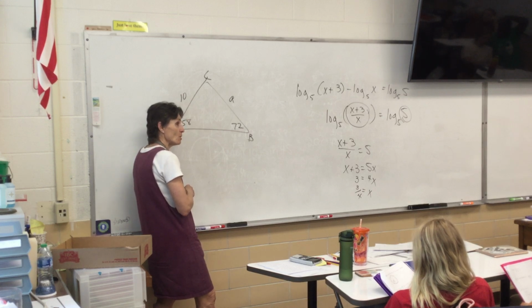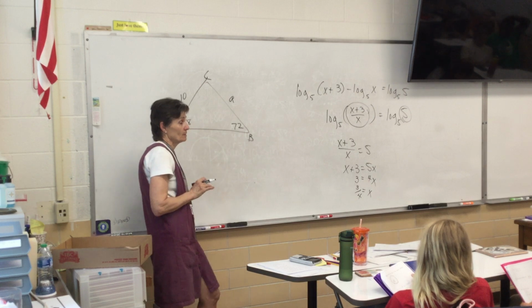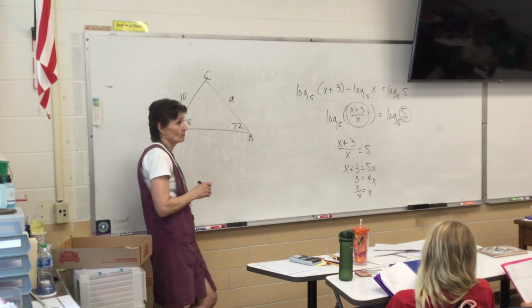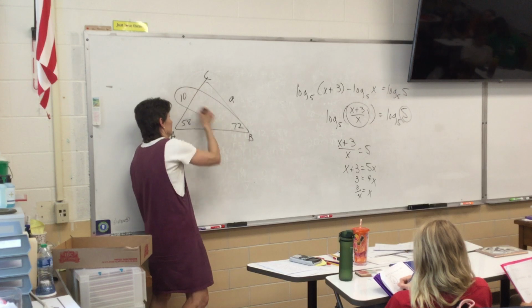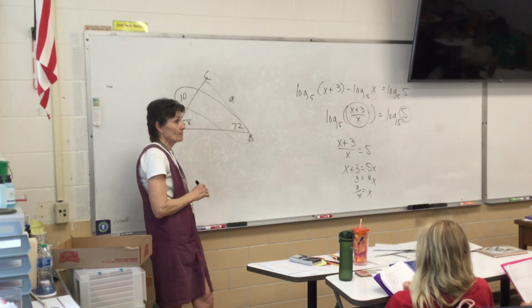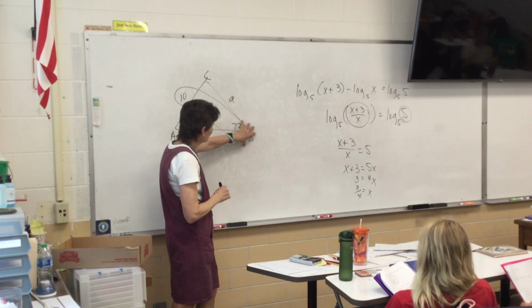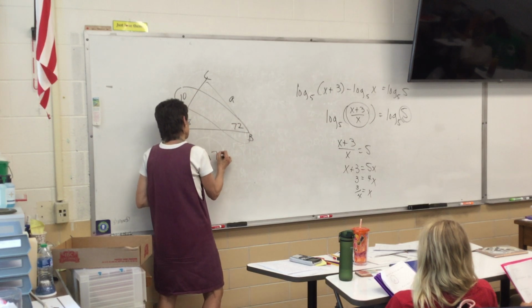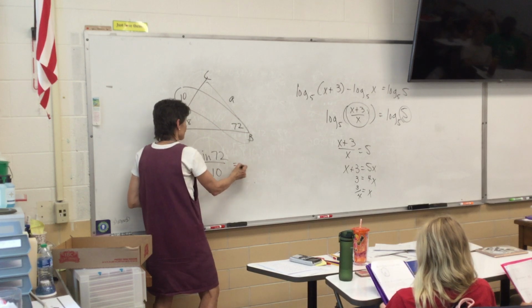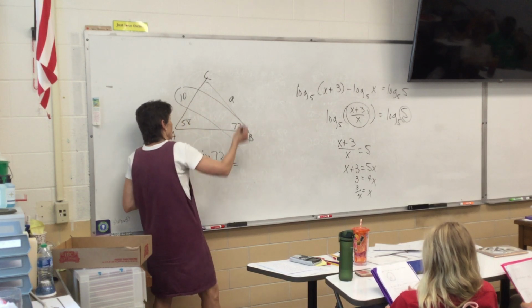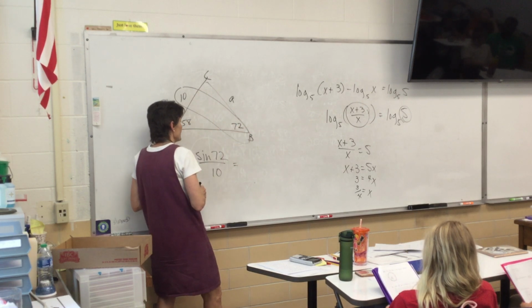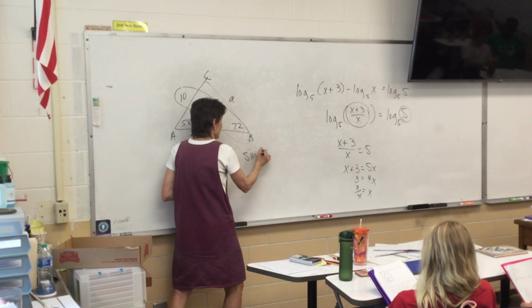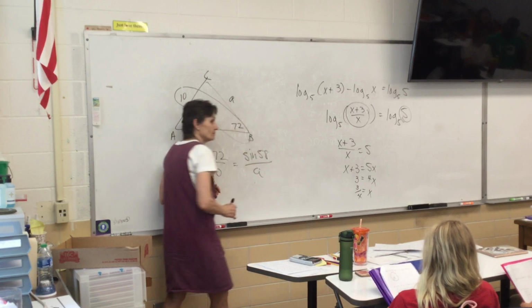And Abby, how do we know this is a law of sines problem? Because not every problem is. This one is. How do we know? Right there. When you have an angle and its opposite side, you're going to say sine 72 over 10. And what does that equal? Sine 72 over 10 equals sine 58 over A.